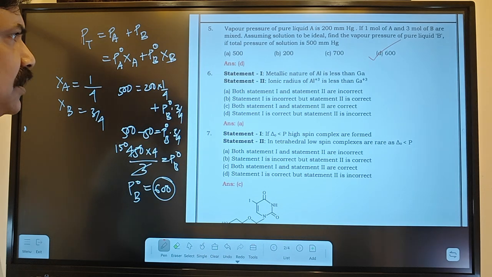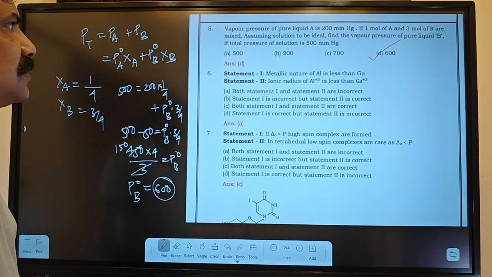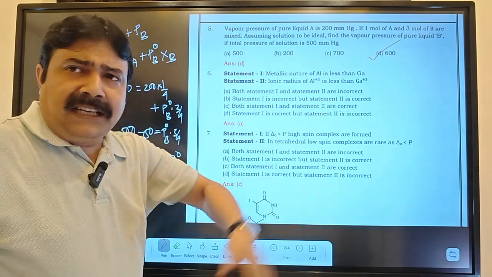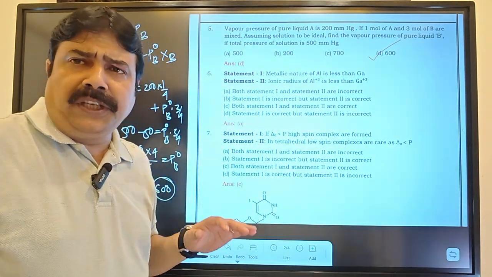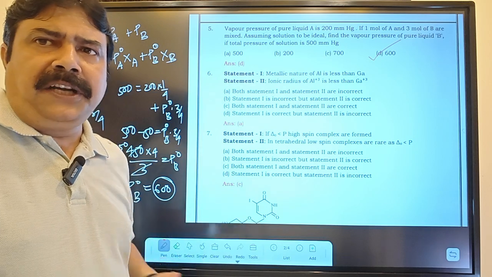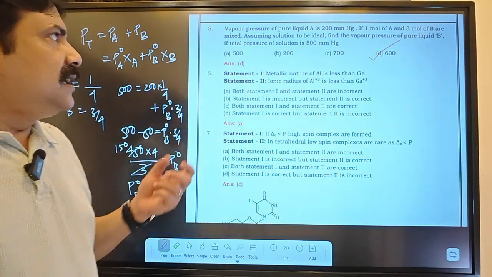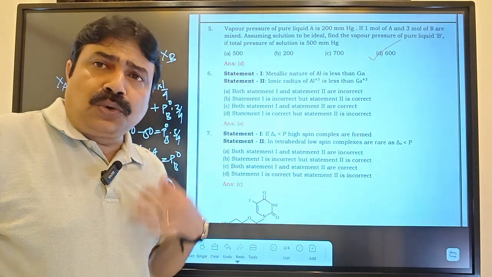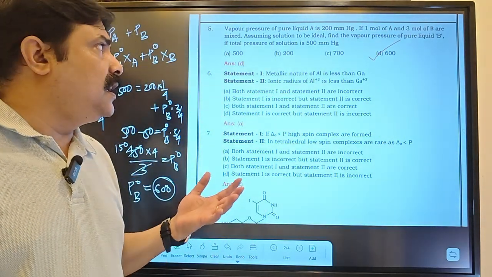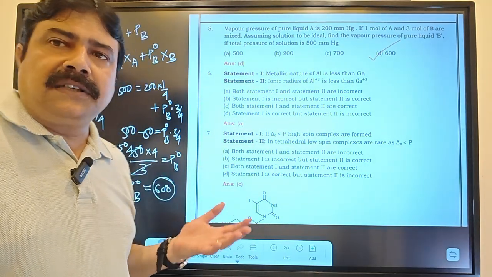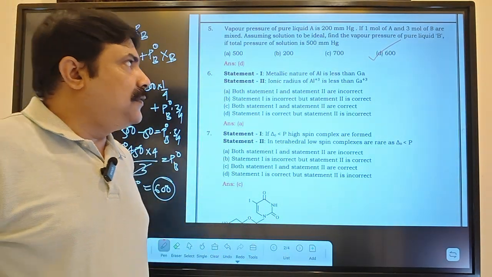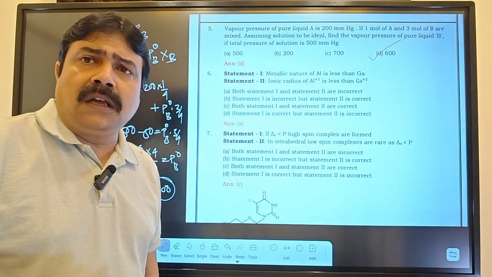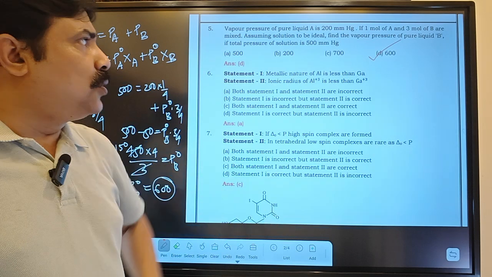Now, the sixth question is a very nice question, the 6th and 7th questions. Metallic nature of aluminium is less than gallium. Metallic character generally increases down the group: boron, aluminium, gallium, indium, thallium. But if you look at it, it's a group 13 question. Generally, due to core electronic structure being different, different characteristics will appear. Even if you look at the electronegativity value and electropositivity, aluminium is more than gallium.